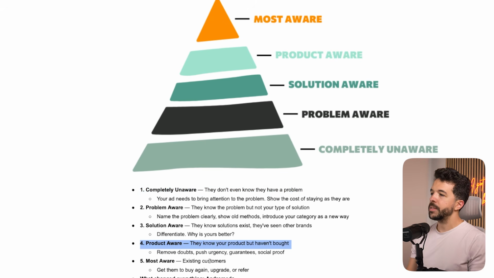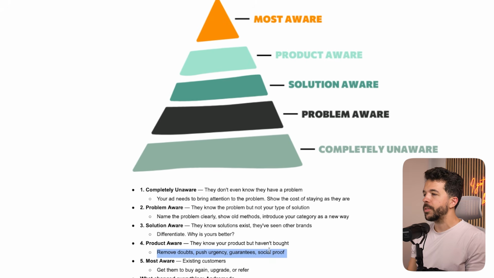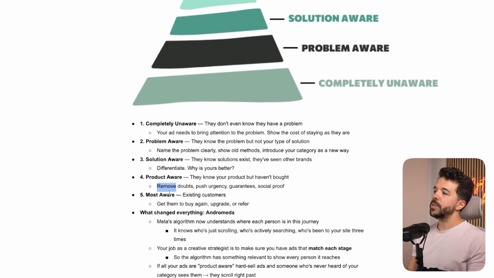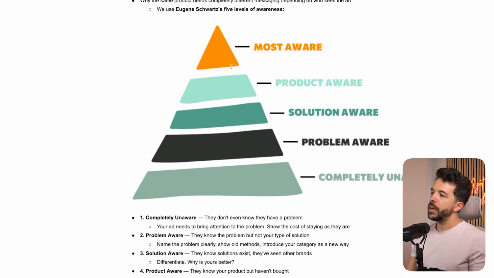Step 4 is product aware. They know your product, but haven't bought yet. So in this case, you want to remove doubts, push urgency, guarantees, and social proof. And then finally, most aware. These are existing clients, people who know about your product, and you want to get them to buy again, upgrade, and refer. This is not always the case. Sometimes you don't see the most aware as existing customers, but people who've shown interest in your product and you just want to get them to buy. Either way, these 5 levels are very clear and give you enough structure to understand who you're talking to.